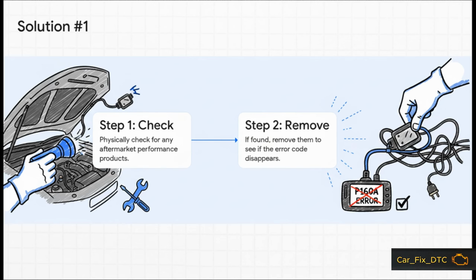It's easy. Just a simple physical check. Pop the hood, look around, and see if there are any non-factory performance parts plugged into your car's systems. If you find one, the very first thing to do is remove it. Then, clear the codes with your scanner and see if the error goes away. Seriously, you'd be amazed how often this is the only fix you need.